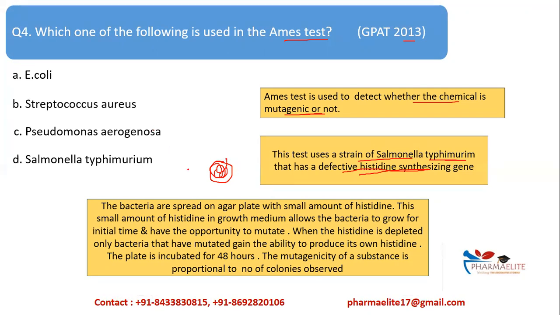And ऐसे the plate is incubated for 48 hours. And thus we can find out the mutagenicity of the substance by counting the number of colonies, जो हमेशा माइक्रो के practicals में होता है, colony counting. So this is basically in short about AMS test, and what we are asked here is which of the following organisms is used. So the answer is Salmonella typhimurium.